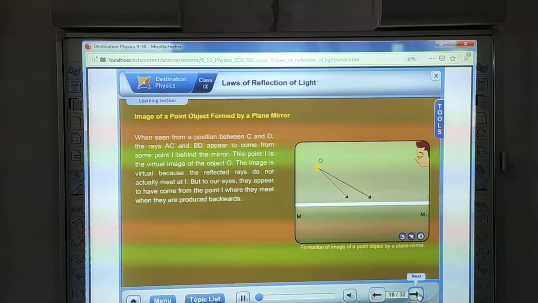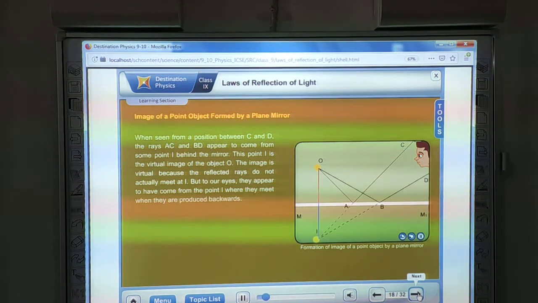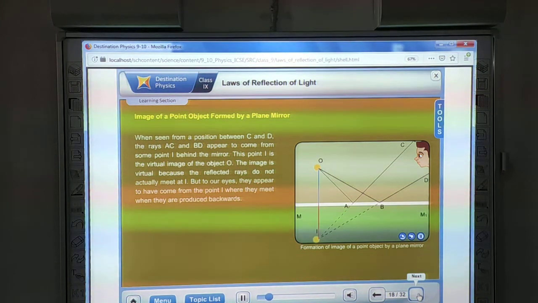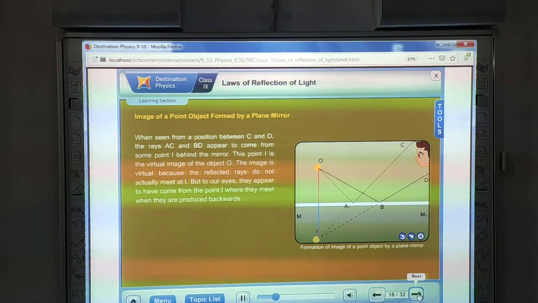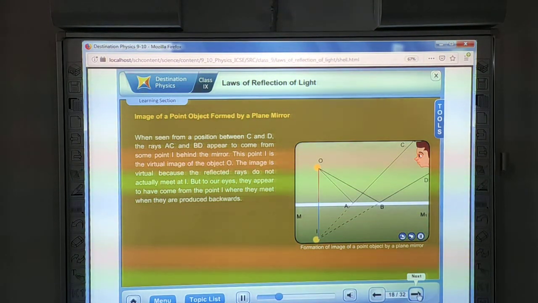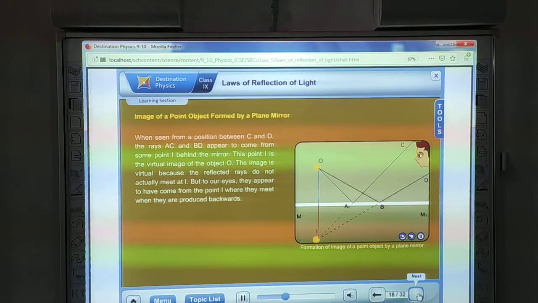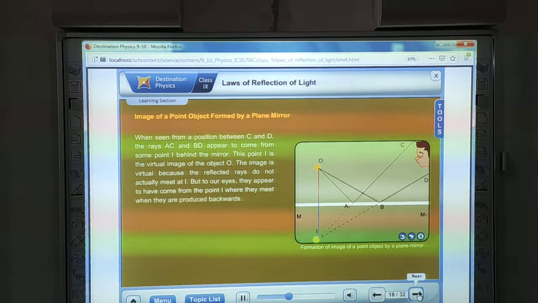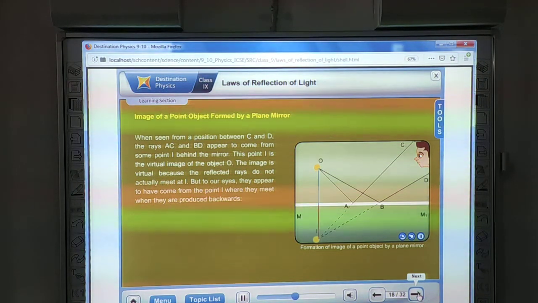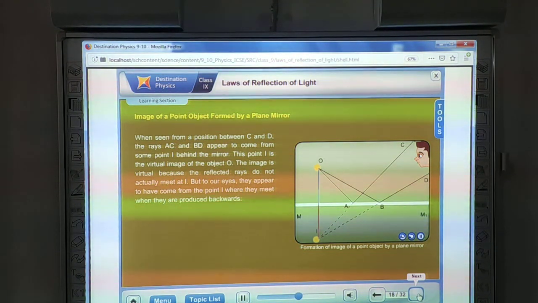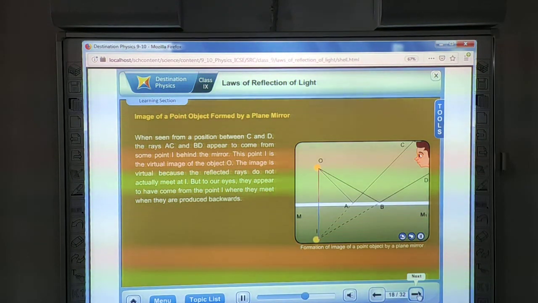When seen from a position between C and D, the rays AC and BD appear to come from some point I behind the mirror. This point I is the virtual image of the object O. The image is virtual because the reflected rays do not actually meet at I, but to our eyes they appear to have come from the point I where they meet when they are produced backwards.